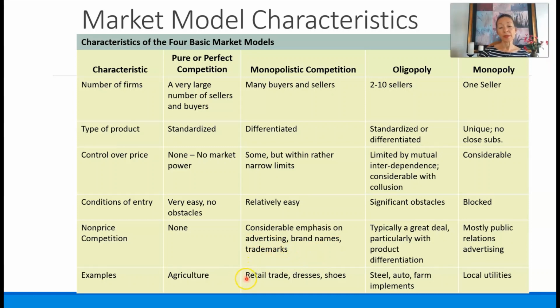And big examples of this are retail trade, dresses, shoes, a lot of this where there's a lot of competition and you see a lot of advertising. If you open up a magazine, especially some of the fashion magazines, you can see a lot of advertising from competitors. So this is monopolistic competition.